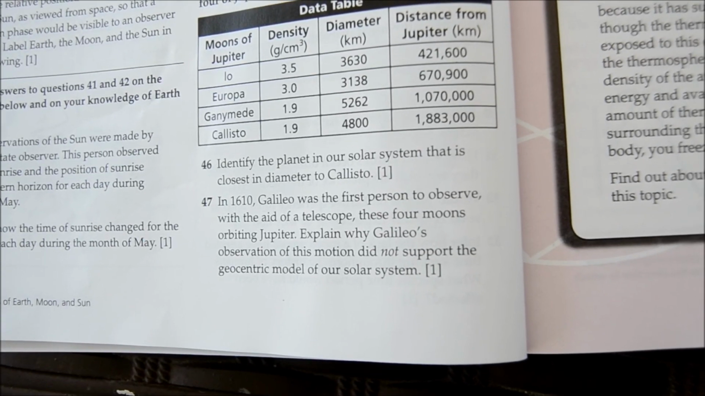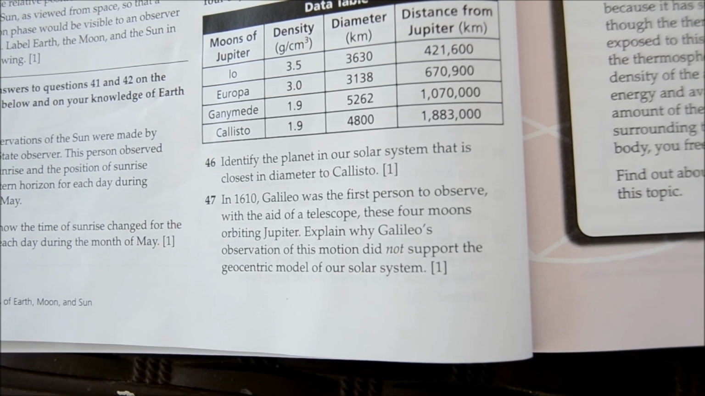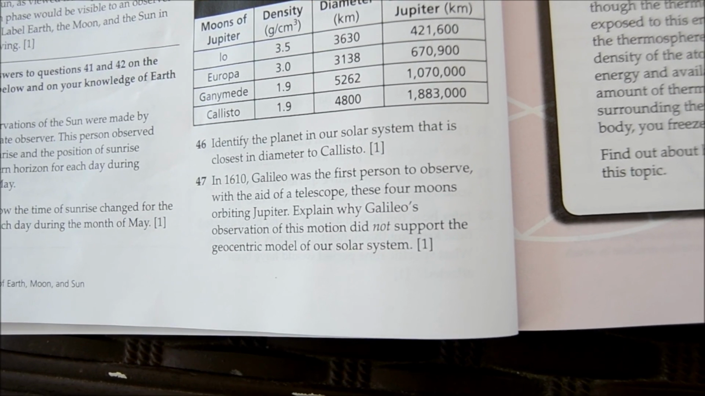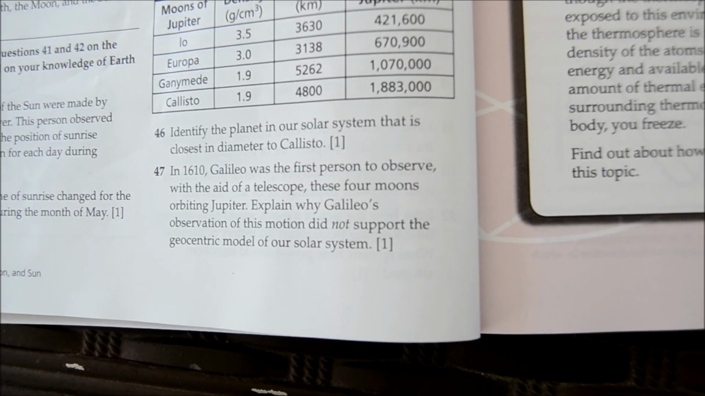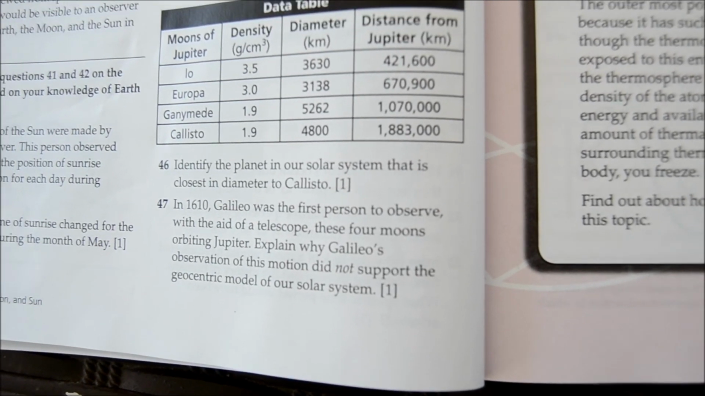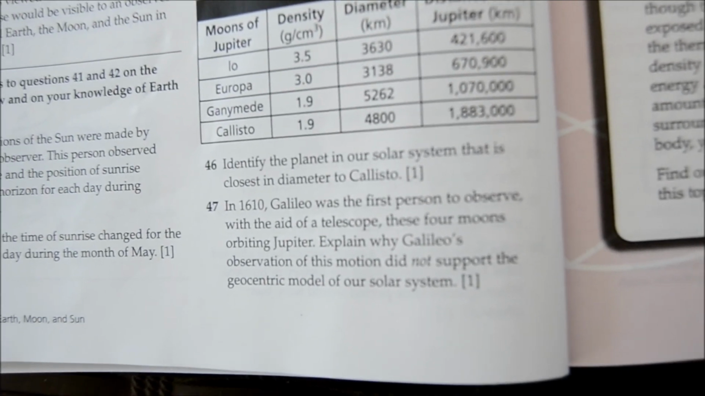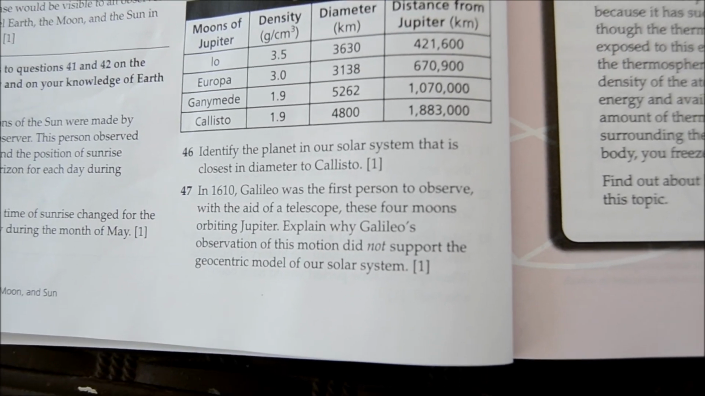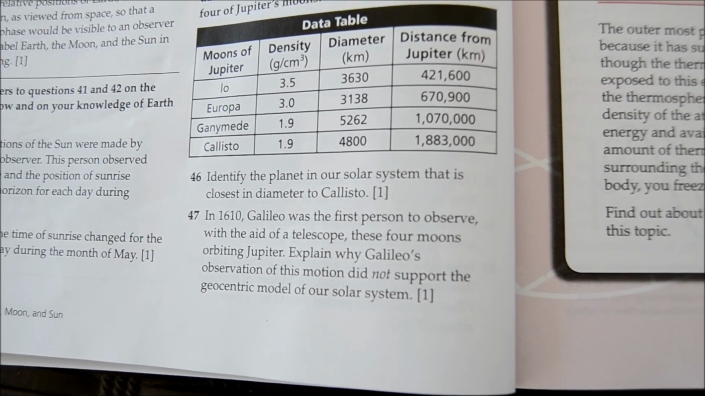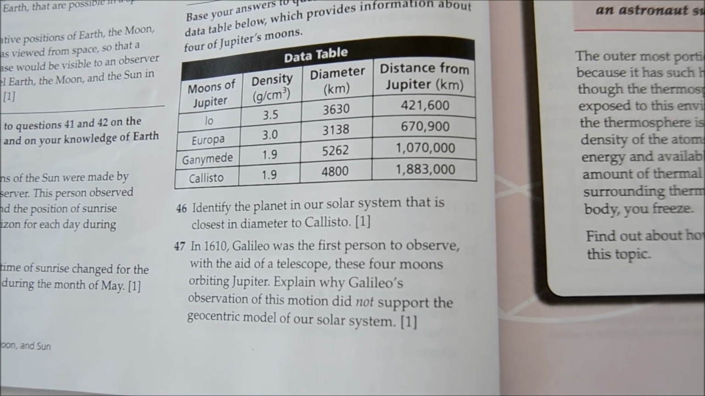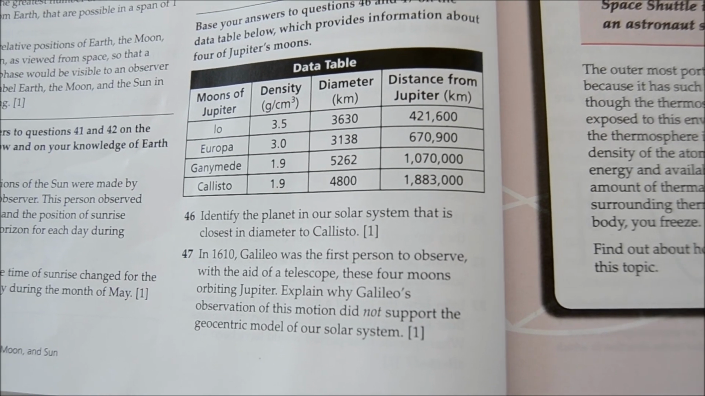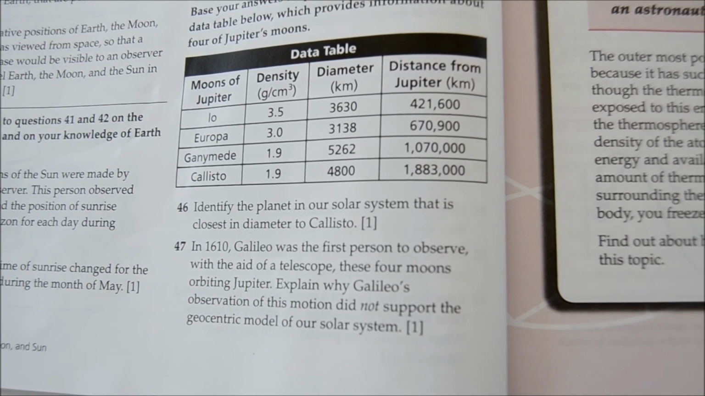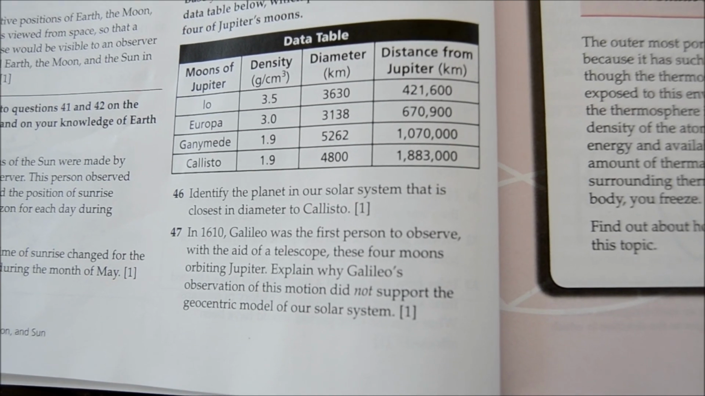In 1610, Galileo was the first person to observe, with the aid of a telescope, these 4 moons orbiting Jupiter. Explain why Galileo's observation of this motion did not support the geocentric model of our solar system. It didn't support the geocentric model because in the geocentric model, the moons would be revolving around the Earth and not Jupiter. So the moons were orbiting Jupiter and not the Earth. Hope this helps. Good luck.